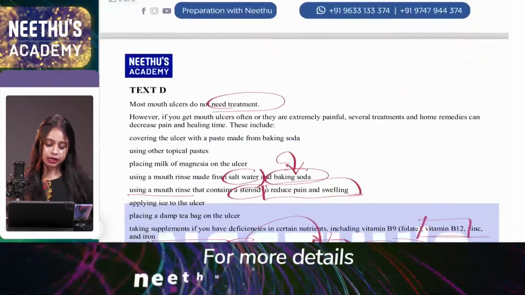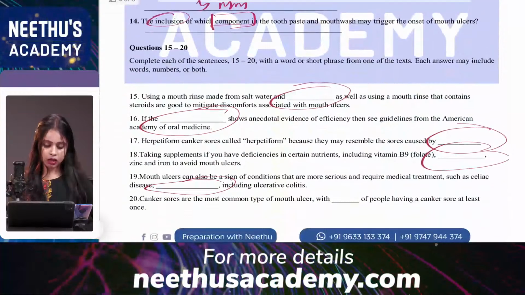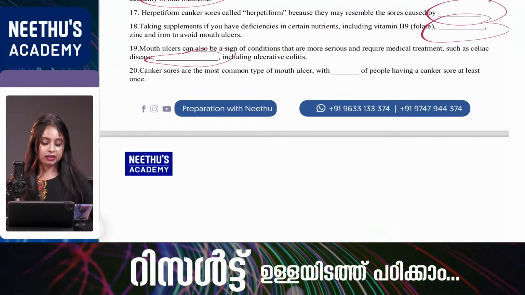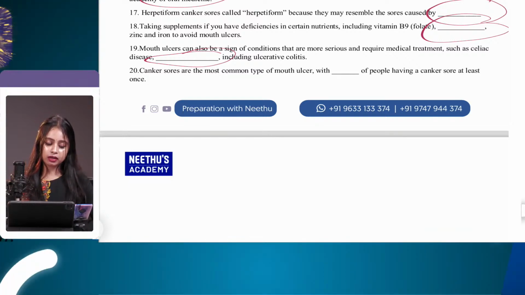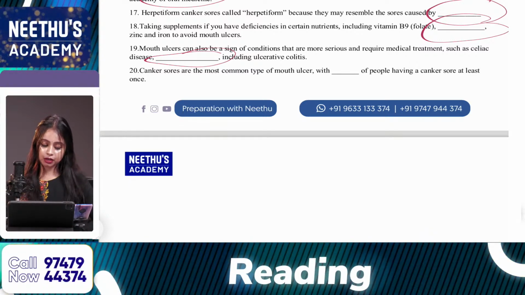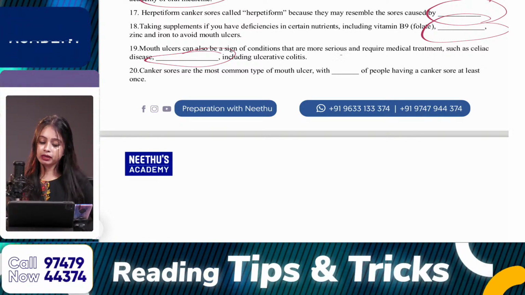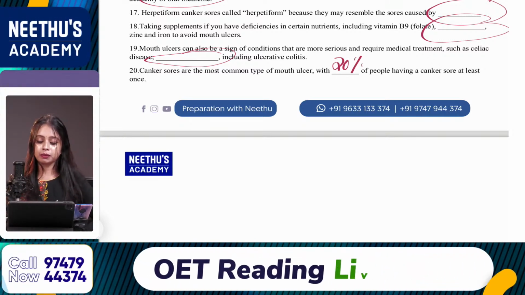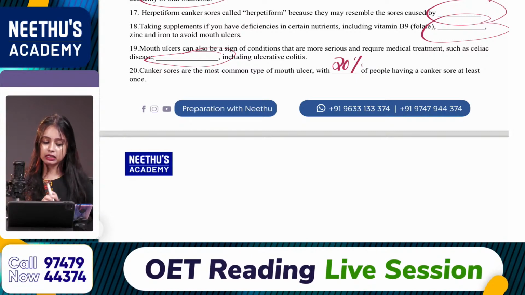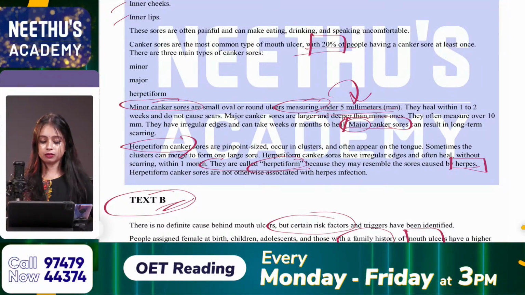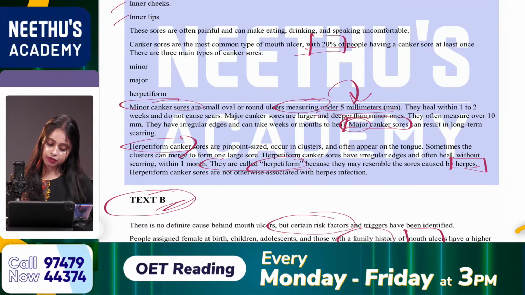And what about the last one, 20? 20%. Very good. Canker sores are the most common type of mouth ulcer, with 20% of people having a canker sore at least once. That is from text A. So here comes the answer. 20%. Very good.